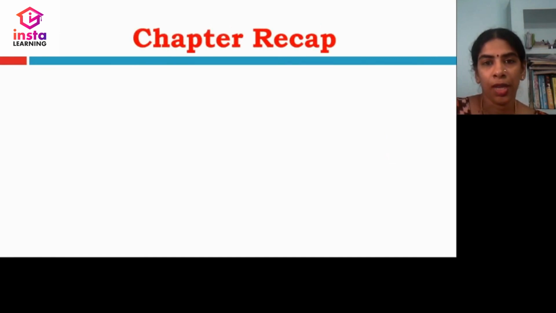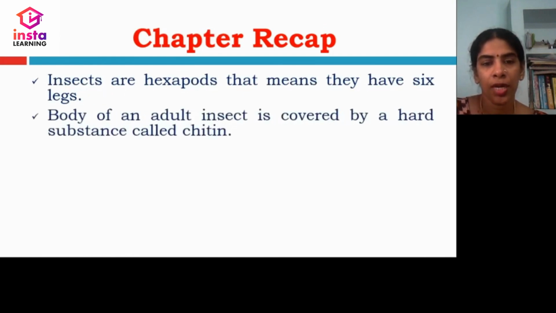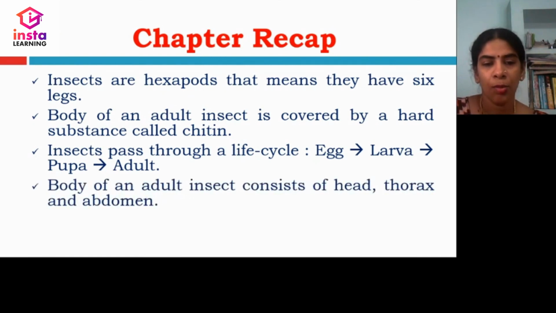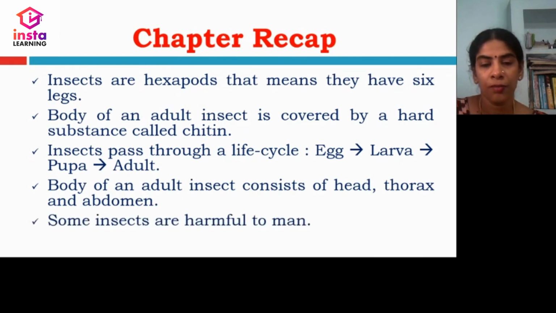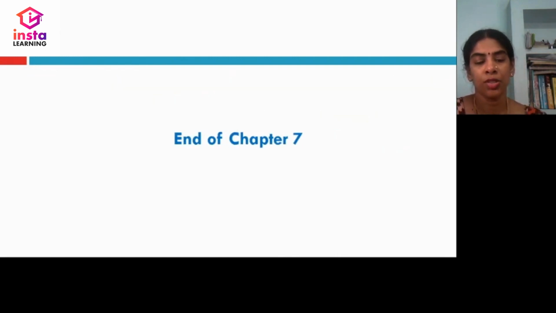Let us have a chapter recap. Insects are hexapods, that means they have 6 legs. The body of an adult insect is covered by a hard substance called chitin. Insects pass through a life cycle from egg to larva, larva to pupa, and pupa to adult. The body of an adult insect consists of head, thorax, and abdomen. Some insects are harmful to man. This ends chapter 7.